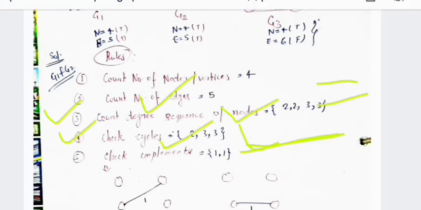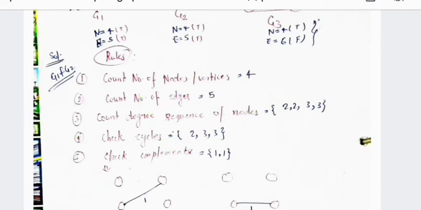On the basis of G1 and G2, the number of nodes in G1 and G2 is 4, that is true, and the number of edges is also the same. Counting the degrees of the nodes, they are 2 and 3, which is also right. So in graphs G1 and G2 the degrees are the same and the number of cycles is also equal. Now check the last rule, the fifth, checking the complements.